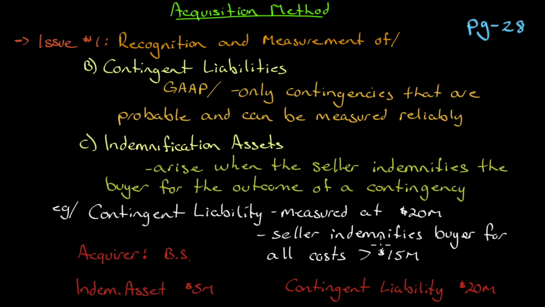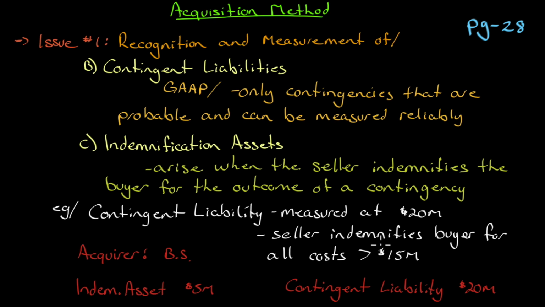So I say to the seller, "Hey seller, look, you didn't tell me about this contingent liability. It could be up to $20 million." And the seller says, "No, I don't think it'll be up to 20. Your measurement system is wrong, but I get that you have to use the 20. I tell you what, anything over 15 is on me. I'll cover it." Oh, okay.